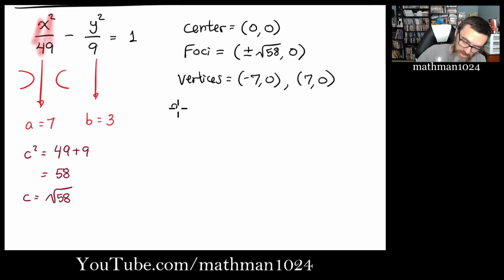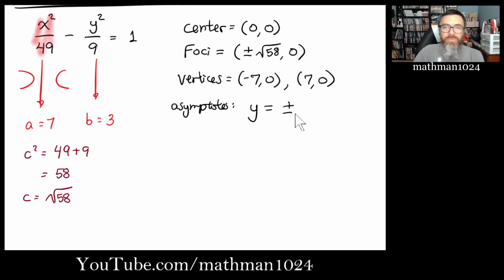Your asymptotes. All right, so your asymptotes will be, well, we would say y minus k, but k is 0, so we're just going to say y equals plus or minus. The form says b over a. So b is 3, a is 7, and then times x. Now we could put this in parentheses, but it would be x minus 0, so that's kind of unnecessary. So these are the two asymptotes that we have.